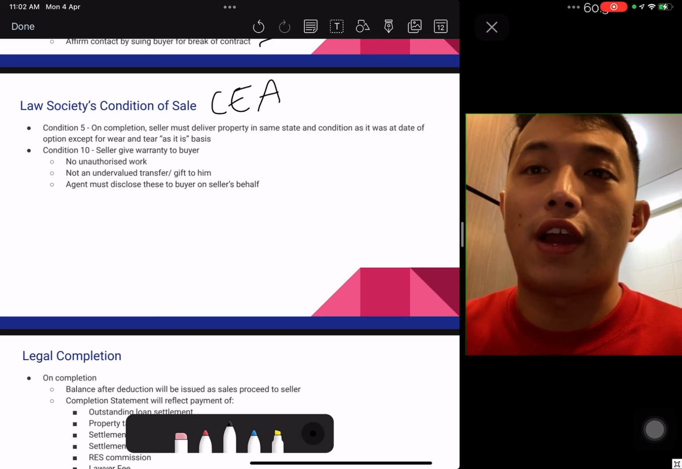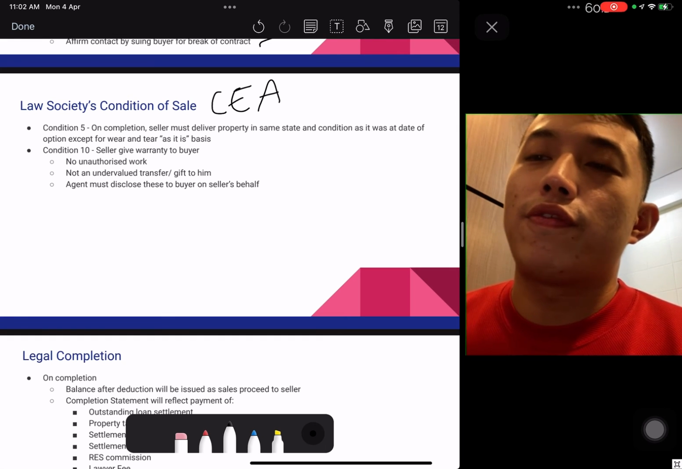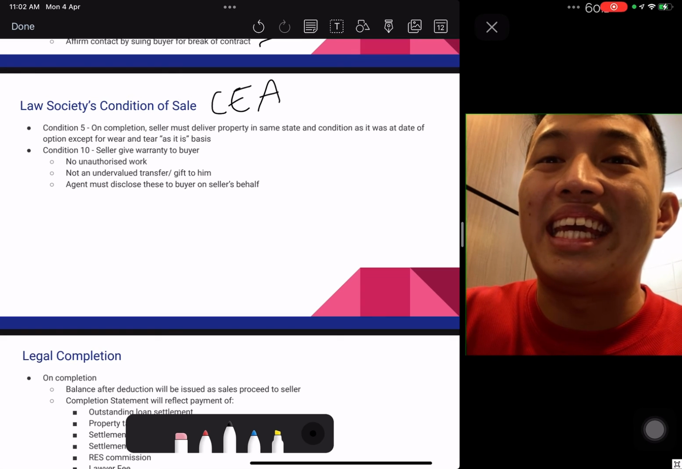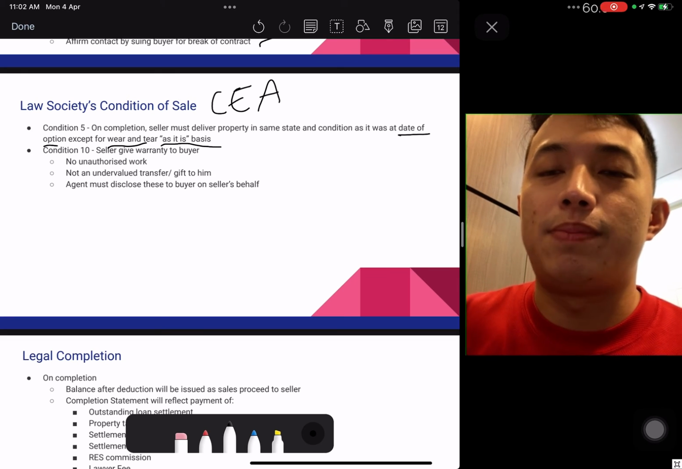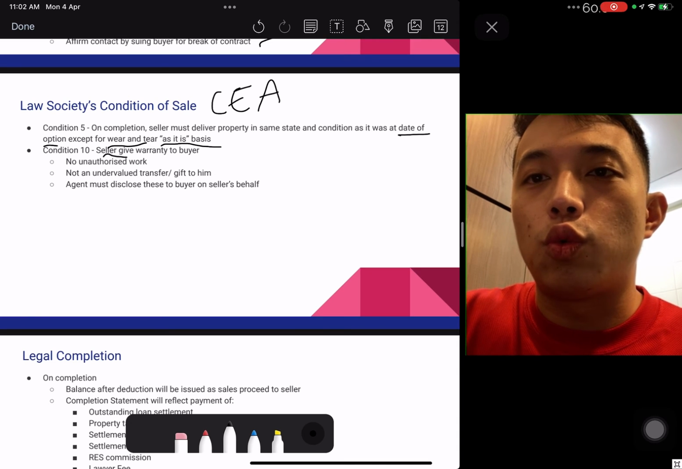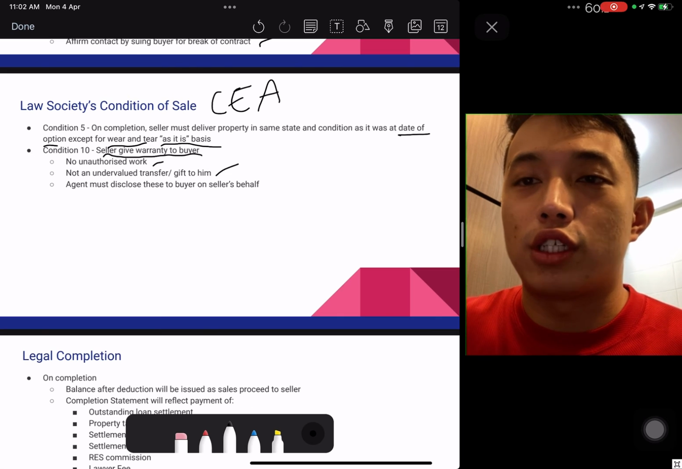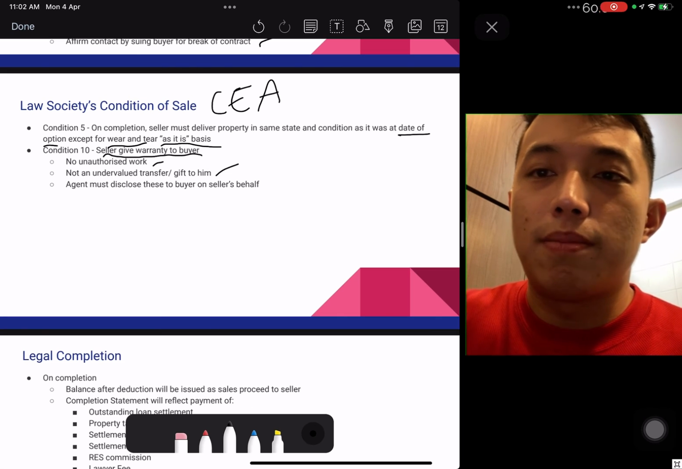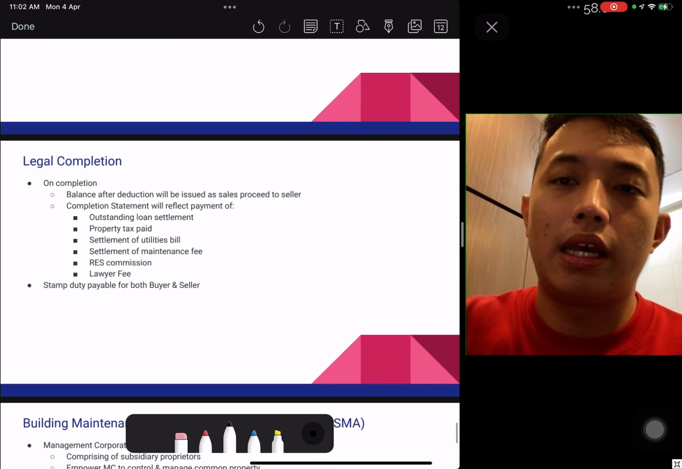Under condition 5, the seller must deliver the property in the same state and condition as on the day of the OTP, the day of option, except for fair wear and tear. The seller gives warranty to the buyer of no unauthorized work and no undervalue gift or transfer, and the agent must disclose this to the buyer and seller in any way.